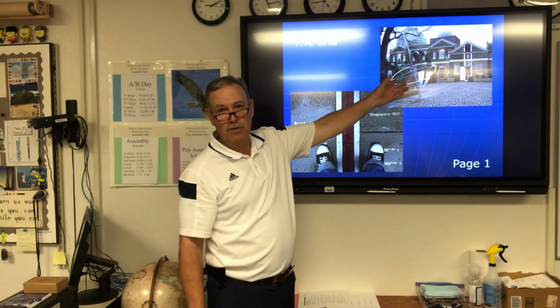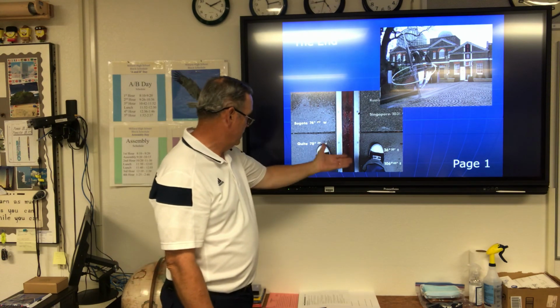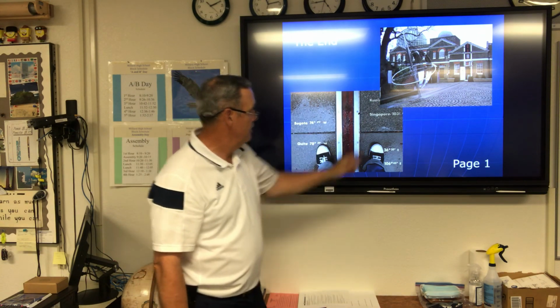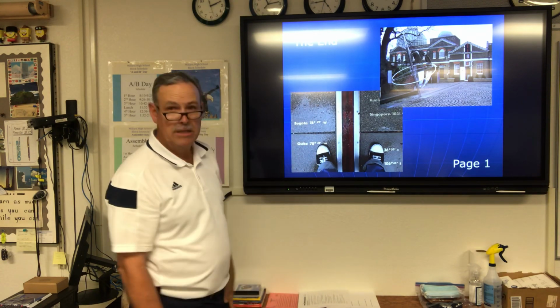This is the Royal Observatory in Greenwich, England. So you can actually straddle the prime meridian. The line goes right through there. And that's page 1. Thank you.